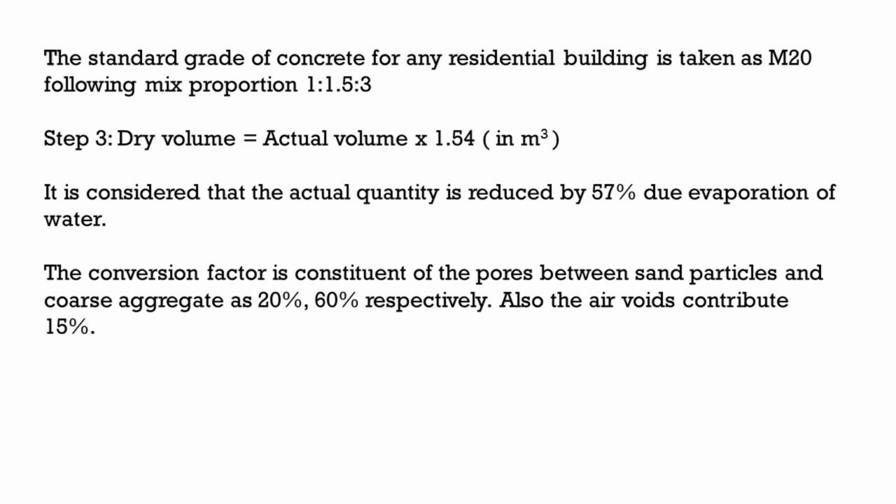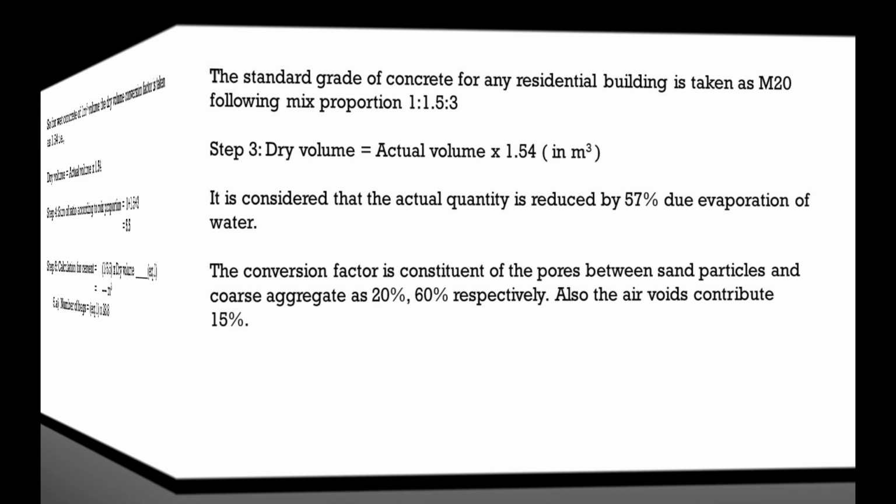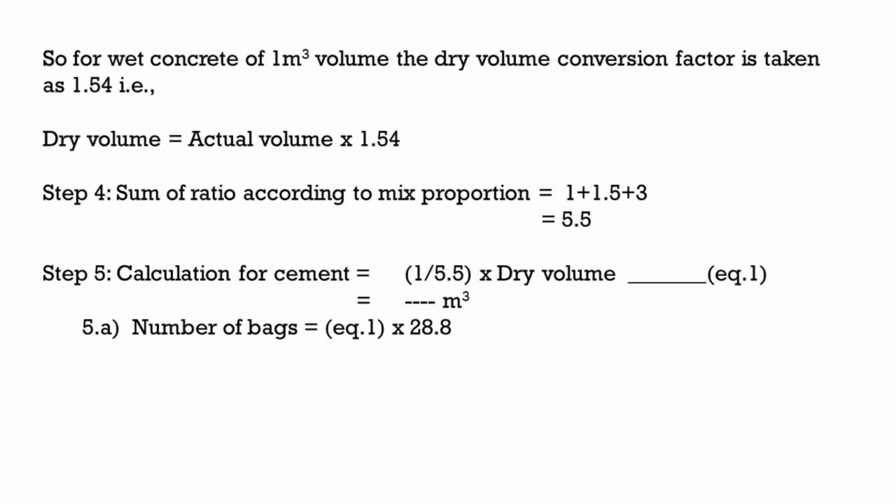This conversion is needed since we consider that the quantity is reduced by 57% due to evaporation of water and other little factors. These factors, what I told, include pores between sand and coarse aggregate, which contribute 20% and 62% respectively, and even the air voids is taken as 15%. So for a wet concrete of 1 metric cube, we take conversion factor as 1.54 to get dry volume in metric cube. Whatever the volume we are getting, it is in metric cube.